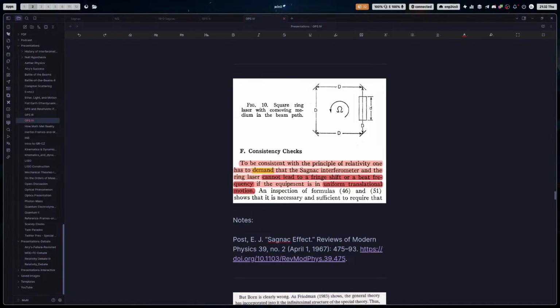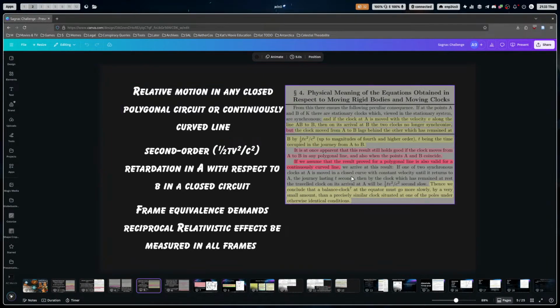Oh, you can speak now. He's talking there about uniform translational motion. A rotation is not a uniform translational motion, and simply asserting that it is just mendacious.